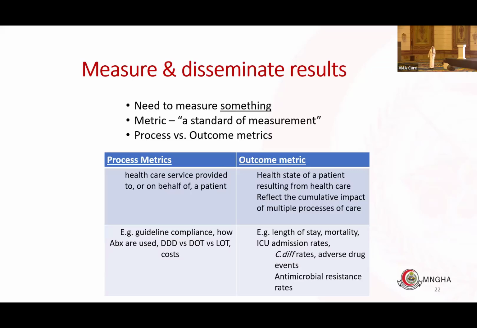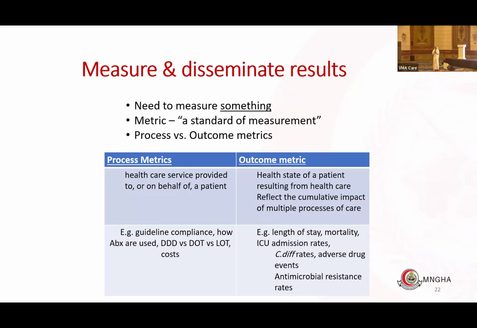You need to measure something. If you have an ASP program, you need to have outcomes. What are your outcomes? Two types: either process metrics or outcome metrics. What are the process metrics? The process is the health care service provided on behalf of the patient, like a guideline. I put in a guideline; this is a process. DOT, days of therapy, or sorry, length of therapy, and cost.